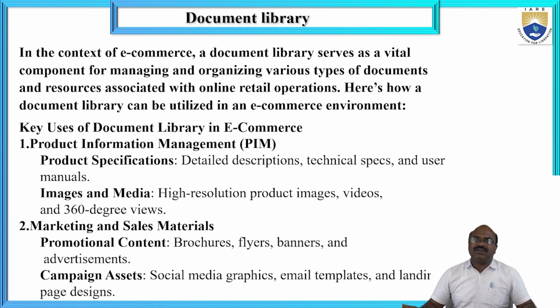Now, the product information management systems, how to store the data in the PIM, and the other one is the marketing and sales material, where it can be stored, how to display it in the market. It is one of the aspects of the document library. This is called the key use of the documents library in e-commerce. One is product information management, which comes under product specification, and the second one is image and media specifications.